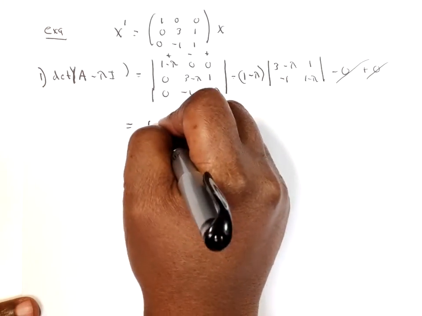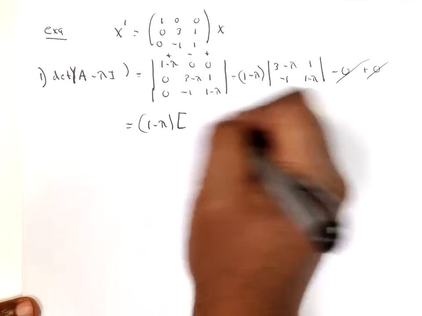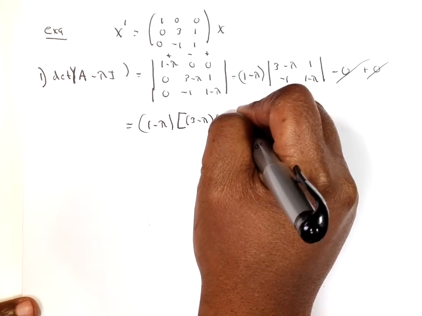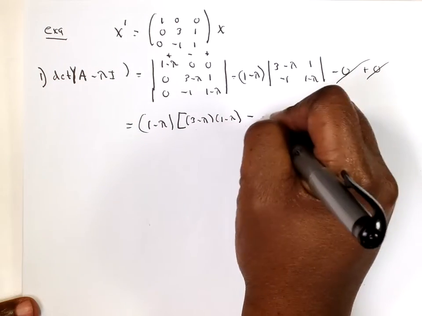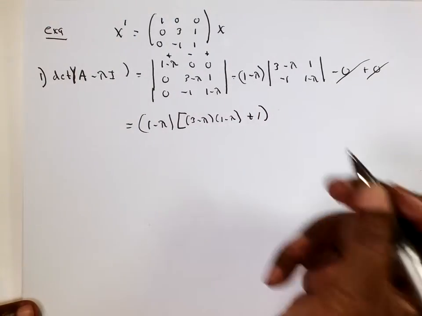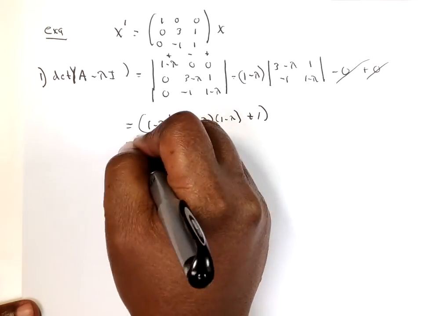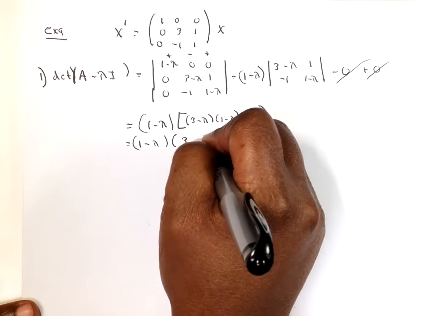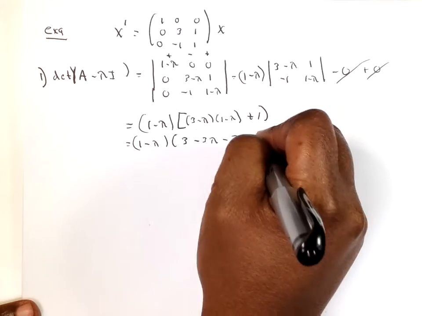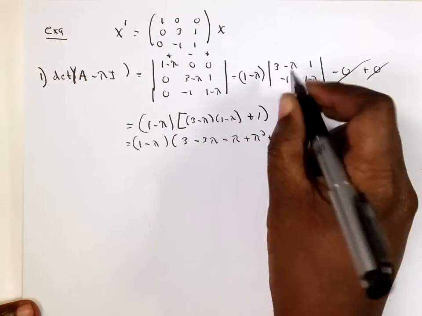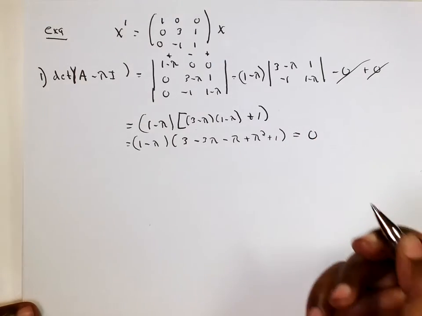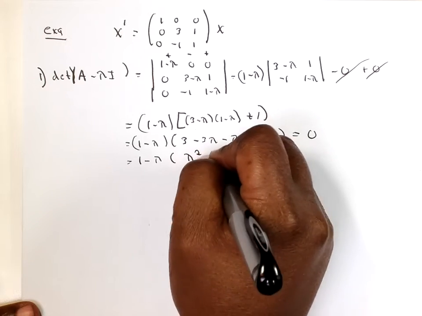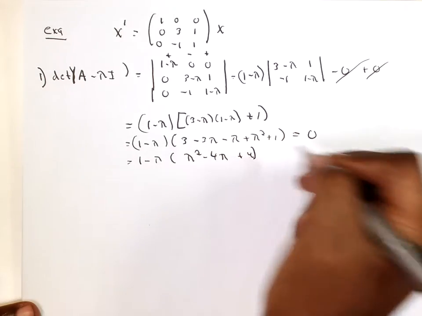I get 1 minus lambda. And then that determinant, 3 minus lambda times 1 minus lambda, minus negative 1 times 1, so I end up with plus 1. So I'm going to FOIL that out. I get 3 minus 3 lambda minus lambda plus lambda squared plus 1. And we know we want to have this thing set equal to 0. So I get lambda squared minus 4 lambda plus 4.